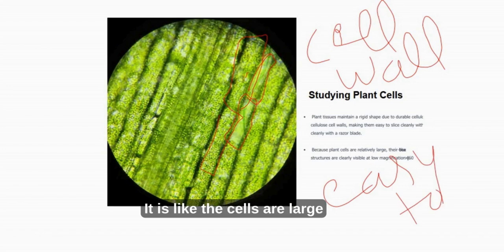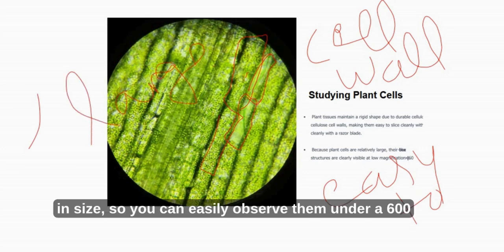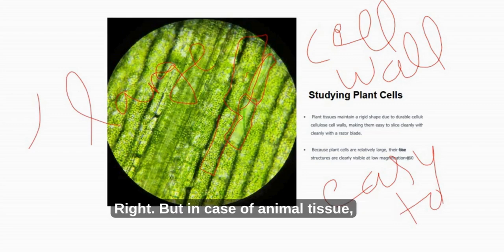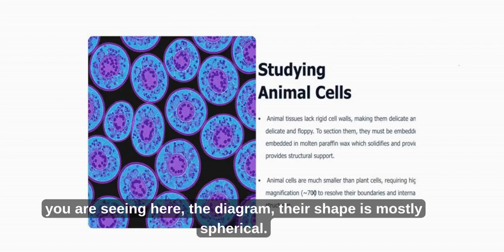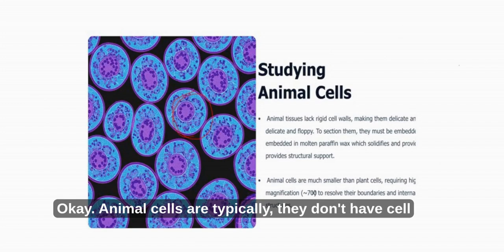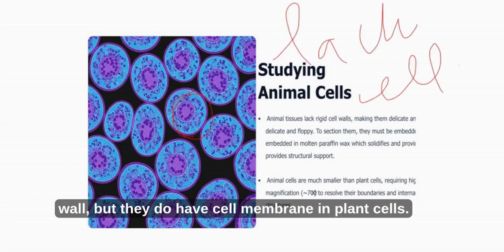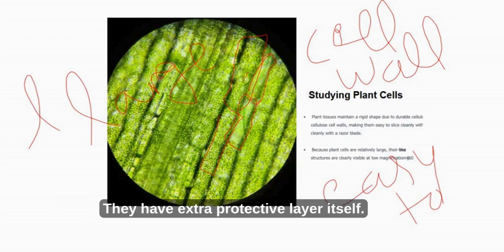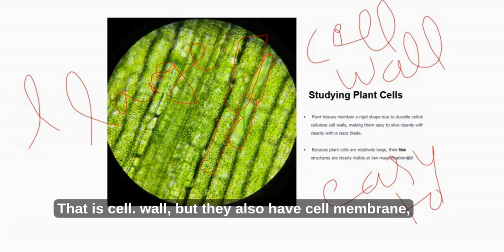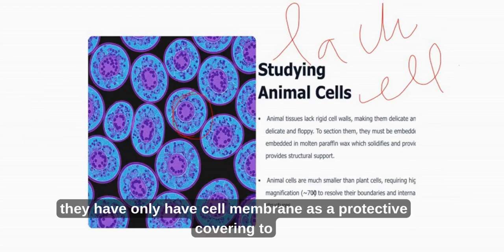Another thing is that the cells are large in size, so you can easily observe them under 600x magnification of the microscope, right? But in animal tissue, as you see in the diagram, their shape is mostly spherical. Animal cells typically don't have a cell wall, but they do have a cell membrane. Plant cells have an extra protective layer, the cell wall, but they also have a cell membrane. Animal cells have only the cell membrane as a protective covering.